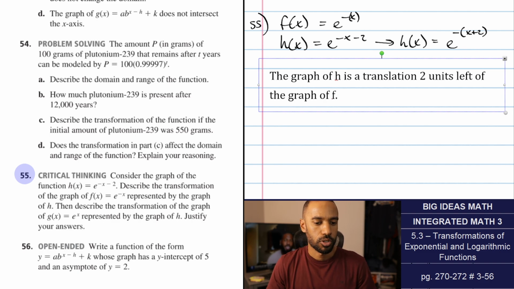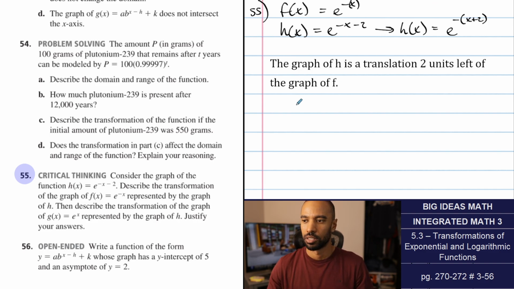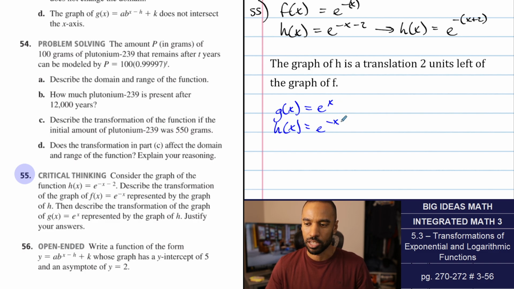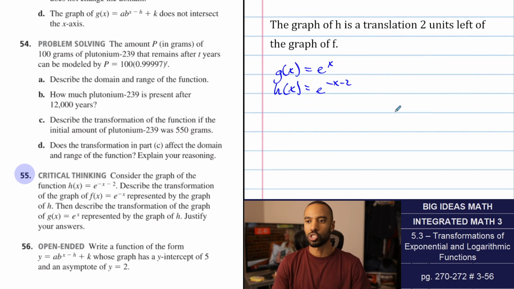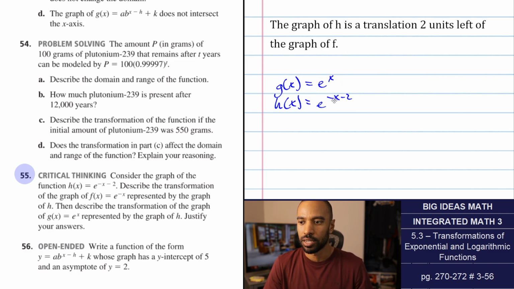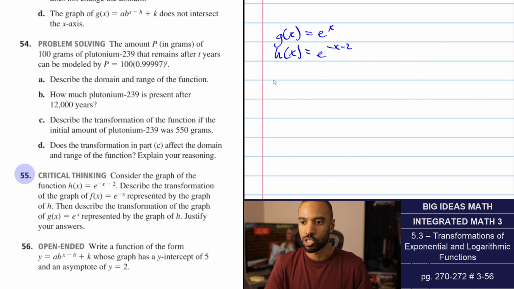Okay, then describe the transformation of the graph of g of x represented by the graph of h. Justify your answers. So if g of x, let's do this in blue, g of x is e to the x, h of x is e to the negative x minus 2 still, right? We have to translate 2 left and then reflect it over, right? So you can describe this one of two ways. You can either do 2 to the left and then reflect over, or reflect over and then go 2 to the right.